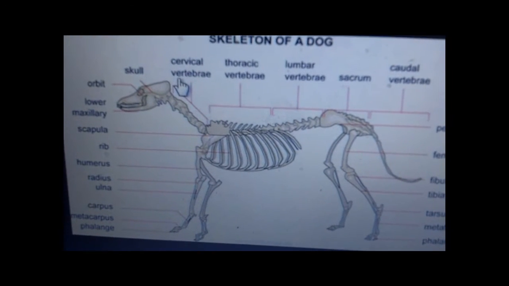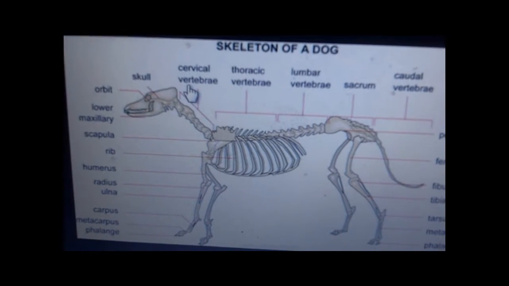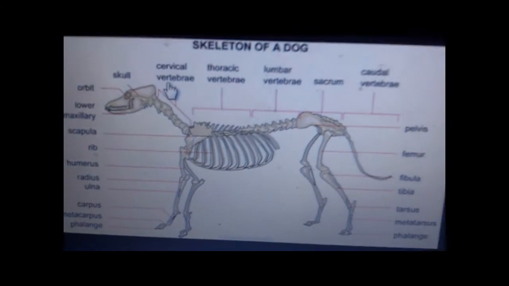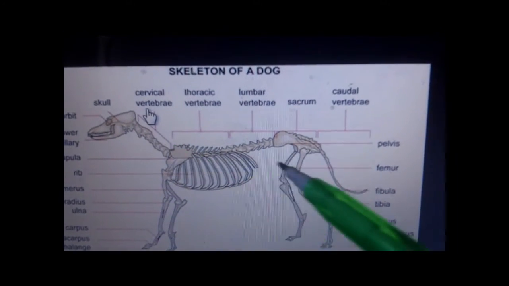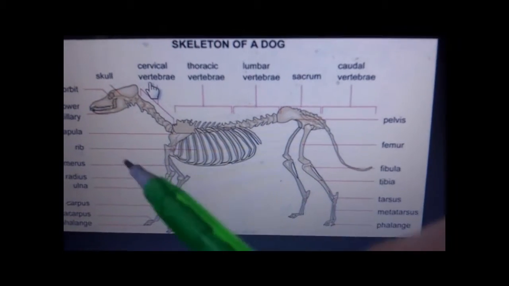Hi there, this is Wayne Tully, and today we're going to look at the skeletal structure of animals, and this is a dog, as it says, skeleton of a dog.